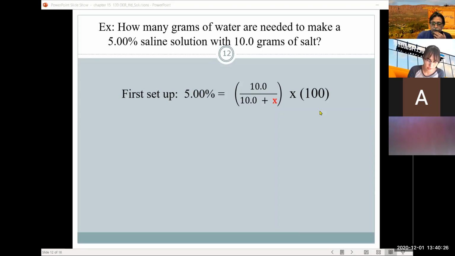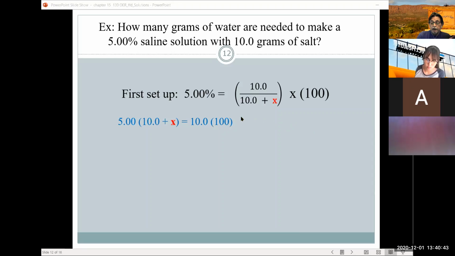And I tend to keep it a simple system here. Okay, so that's our setup. I know I need 10 grams. I need to calculate what X is, and that is the amount of water that I need to use to make a 5% saline solution.